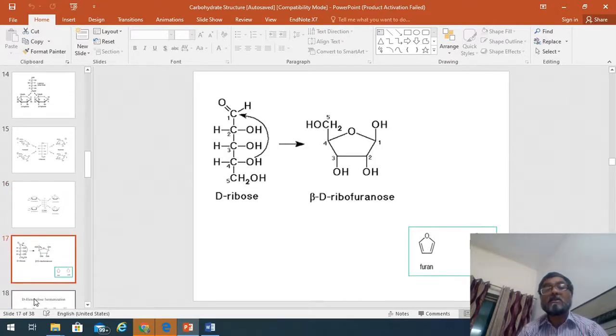Same is the case with the ribose. You can describe it in the ribofuranose or ribopyranose form. That can exist in alpha type structure or beta type structures.